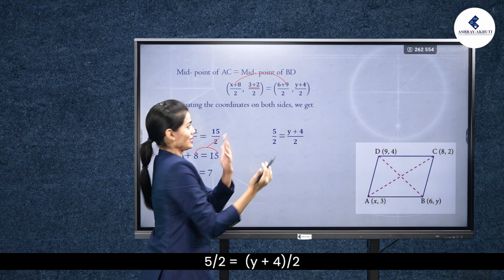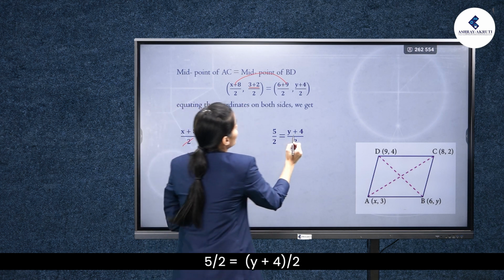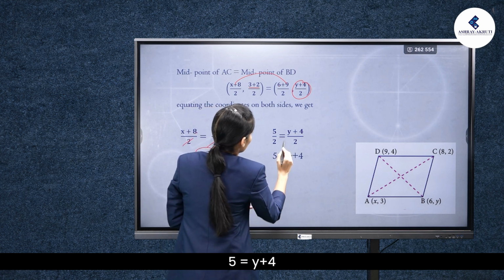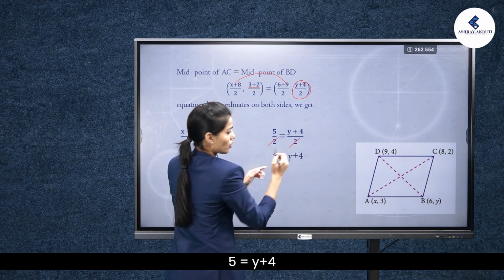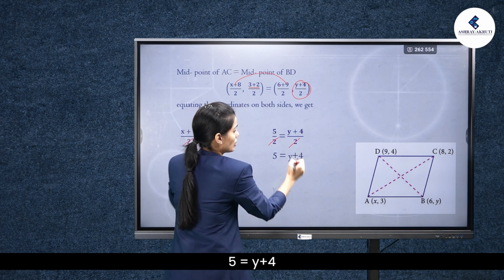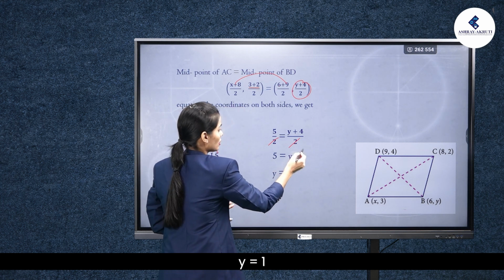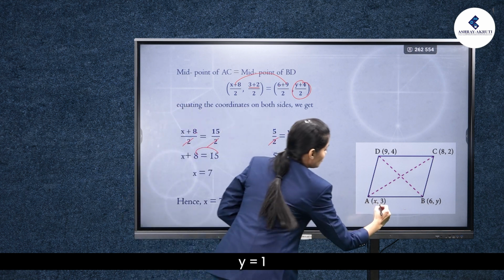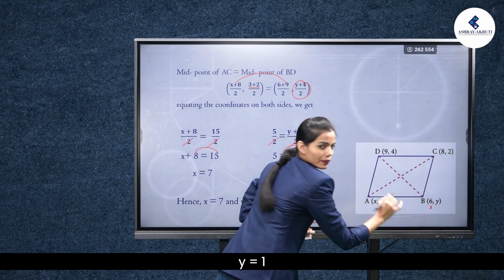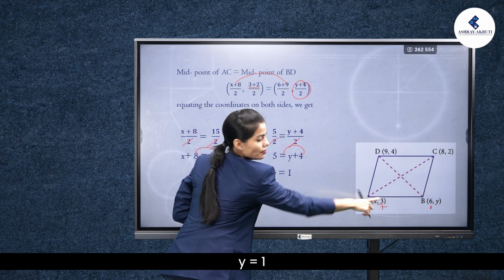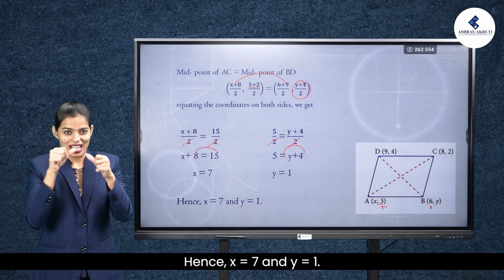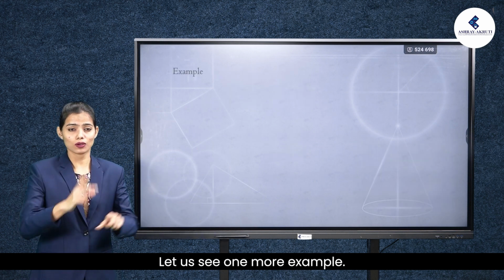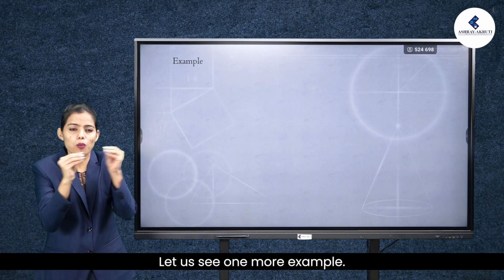5 by 2 is equal to (y plus 4) by 2. 5 is equal to y plus 4. y is equal to 1. Hence, x is equal to 7 and y is equal to 1. Let us see one more example.